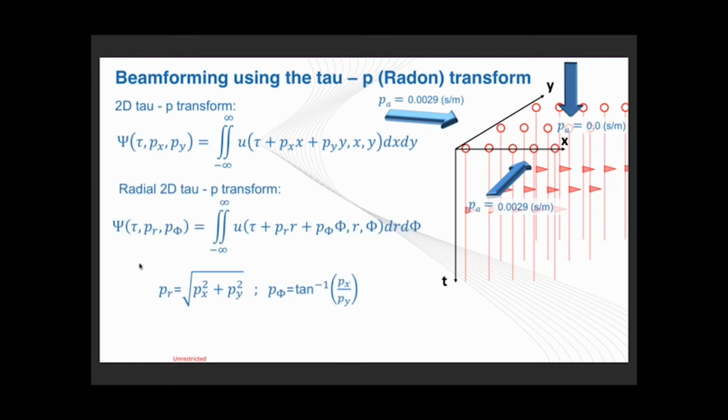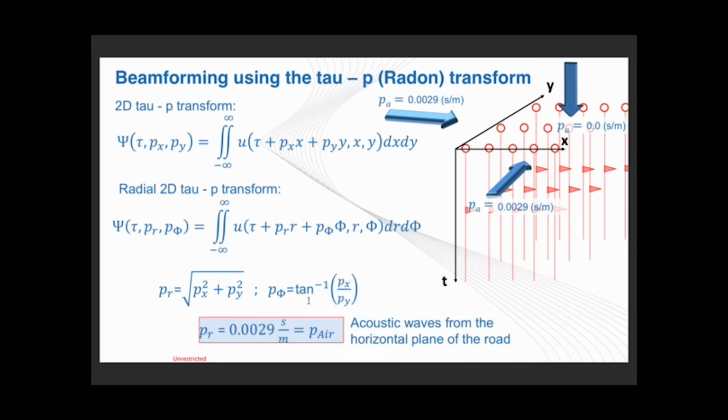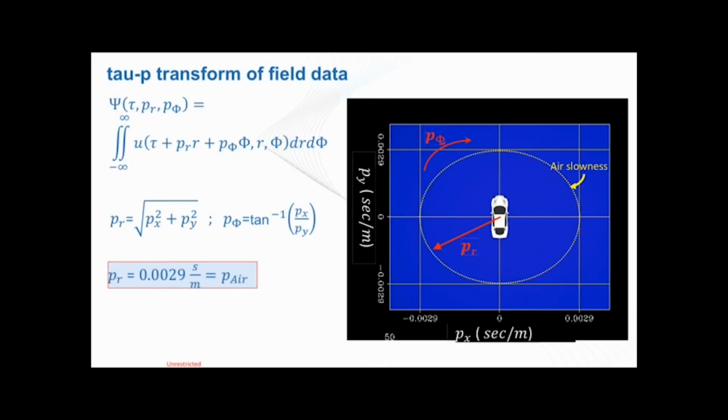We transform the tau.p operator to radial coordinates, as shown here. The absolute slowness is the RMS of the slowness components, and the angular slowness is the arctangent of the ratio between the horizontal slownesses. Since we only care about sound events coming from the horizontal plane of the road, the only radial slowness we actually need to measure is air slowness. To better explain the concept of the radial tau.p transform, let me show you some field data.